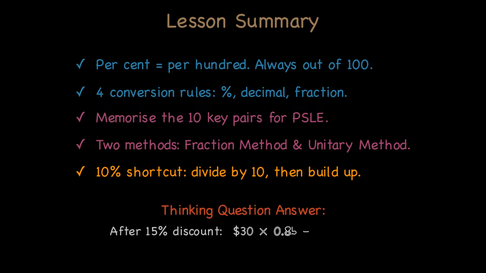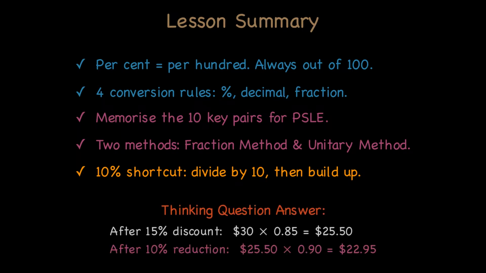Remember our thinking question from the start. After a 15% discount, the toy costs 30 times 0.85 equals $25.50. Then a further 10% reduction, $25.50 times 0.90 equals $22.95. The final price is $22.95. Well done if you got close to that.